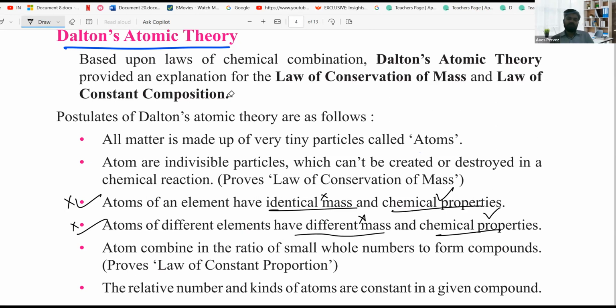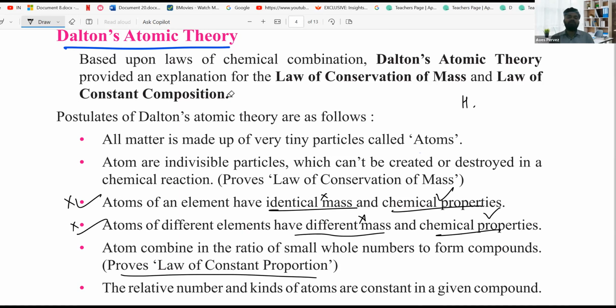Next, what he told is that atoms combine in a ratio of whole numbers to form compounds. Okay, got it? Whole numbers to form compounds. This is very important, and this law proves the law of constant proportion, that atoms combine in whole numbers to form compounds.